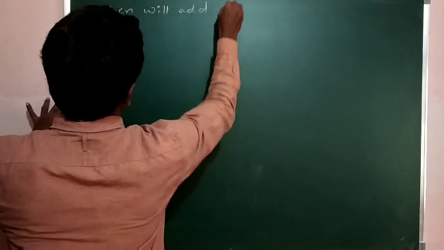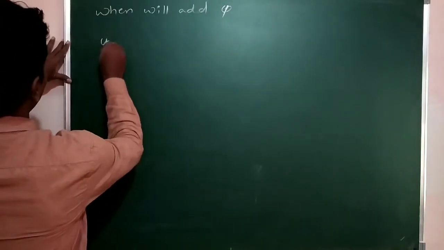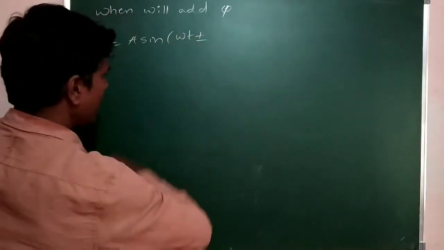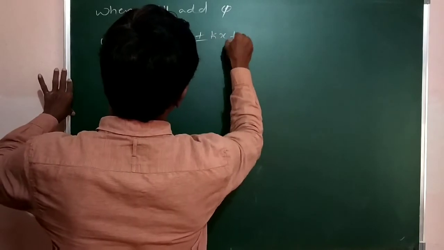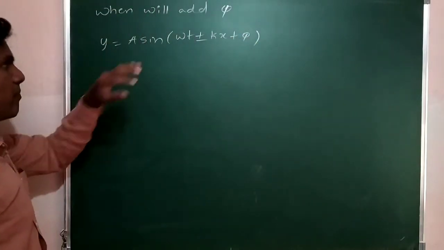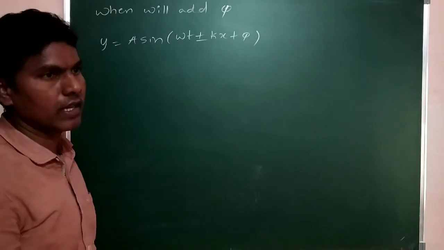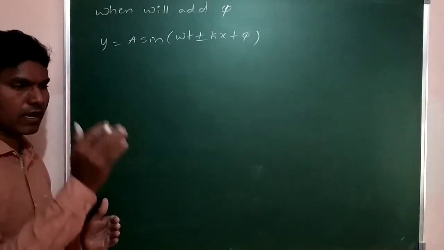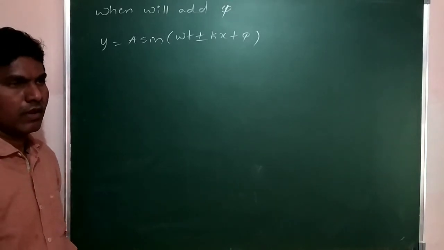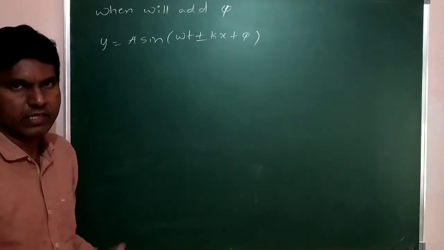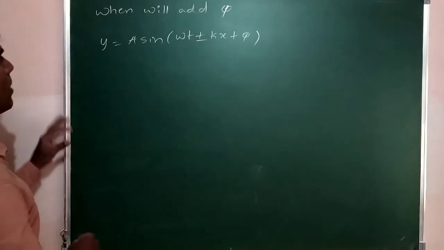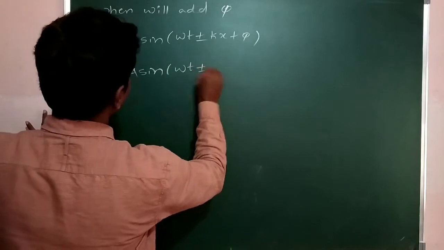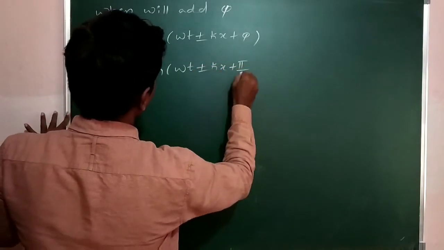When we add pi in that equation, y equal to a sine omega t plus or minus kx plus pi. If plus pi means the vibration of particle reaches the extreme position, at the time it comes from the mean position, which makes an angle of pi by 2. So y equal to a sine omega t plus or minus kx plus pi by 2.